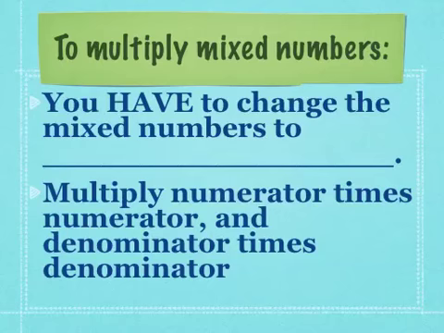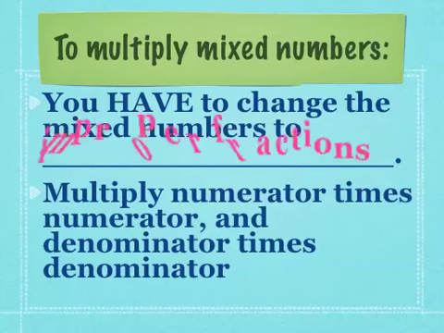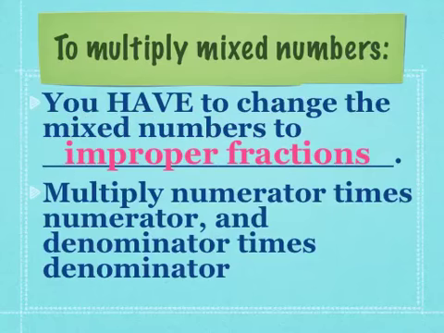To multiply mixed numbers, you have to change the mixed numbers to improper fractions. Remember, to change from mixed numbers to improper fractions, you multiply the denominator times the whole number, and then you add the numerator, and your denominator stays the same. We talked about this yesterday when we talked about adding and subtracting mixed numbers when we had to find a common denominator. Once you've changed them to improper fractions, you're still going to multiply the numerator times the numerator and the denominator times the denominator, and you will still be able to cross cancel if the problem allows.